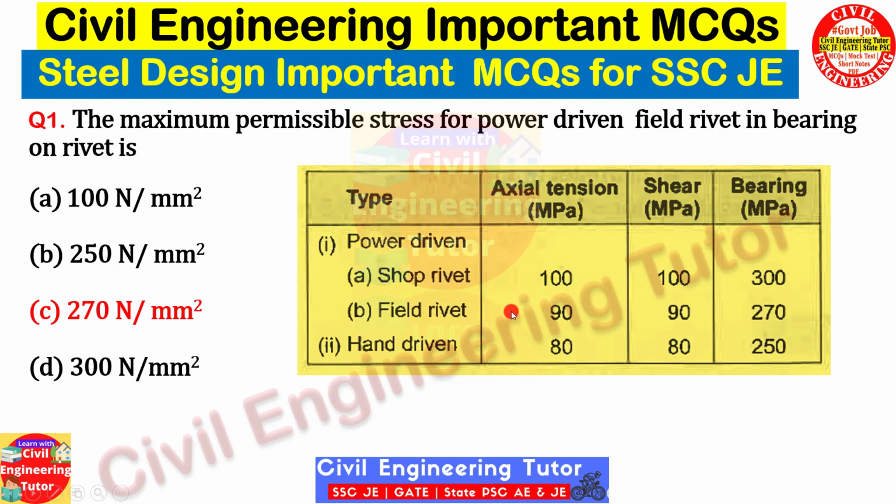Questions may be asked from different parts, like what is the permissible stress for axial tension for shop rivet or power driven shop rivet. For that case the answer will be 100 megapascal. So note it down and try to remember this table.